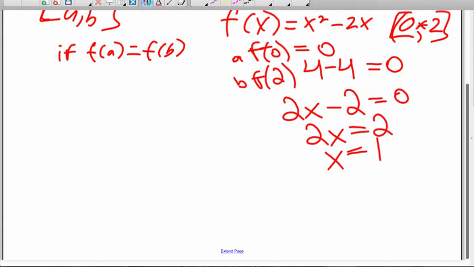Okay, so that's our critical point in the interval 0, 2. And that is your answer. That's all I have to find? Yeah.